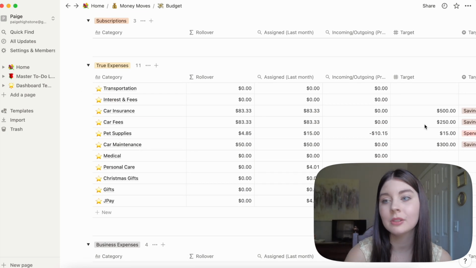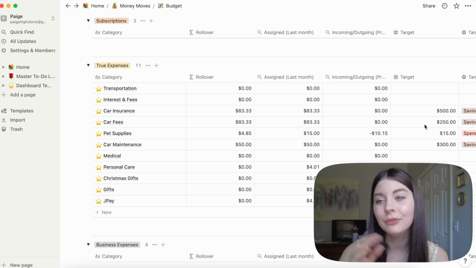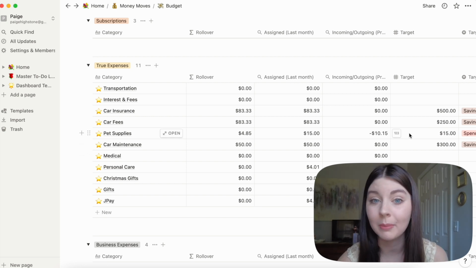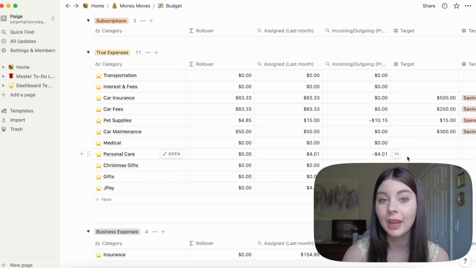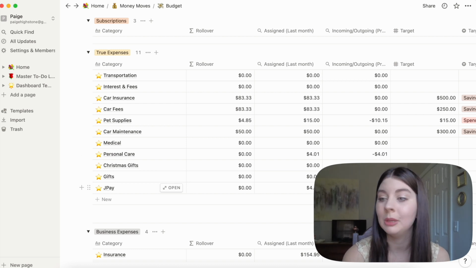So true expenses are basically things that are sometimes required expenses, but they don't happen monthly, as well as any variable expense that I know we're going to need to spend money on, but it's not consistent every month. We really didn't spend a lot of money in these grouped categories. Mainly it was $10.15 on pet supplies, which was litter for my cat Boba, $4.01 on personal care, which I don't even remember what I bought, but something, it was like chapstick or something random. And then $4.40 for JPay, which is the credits to email my sister.